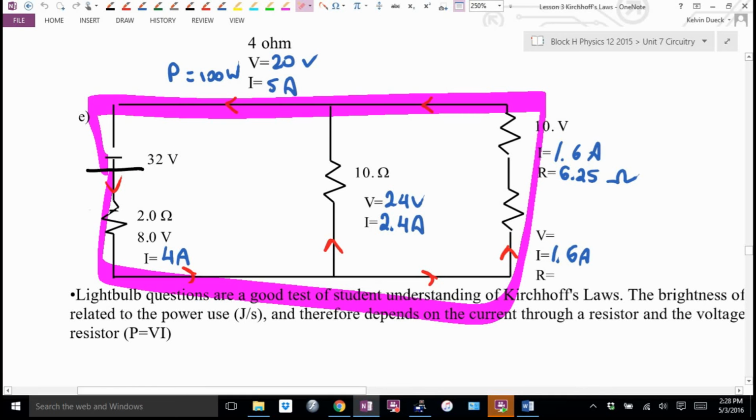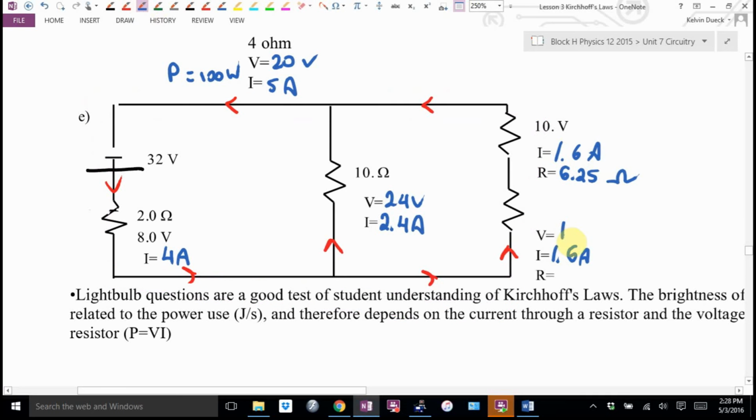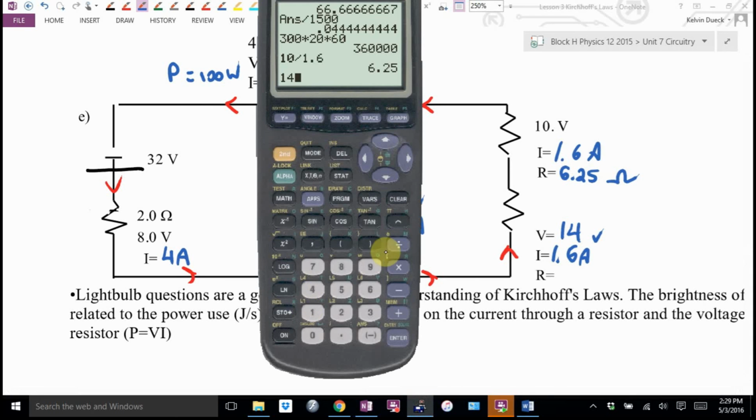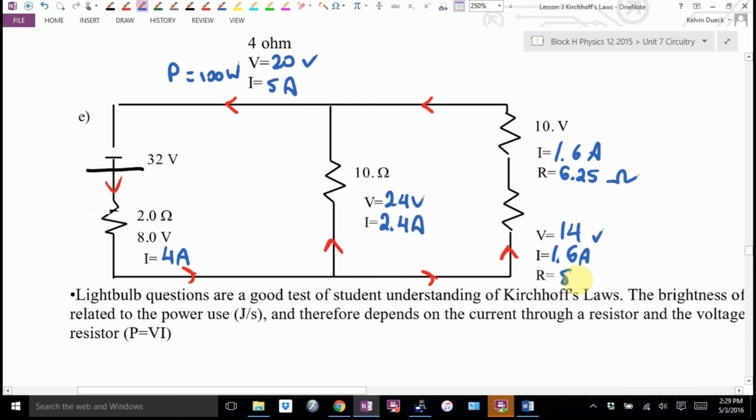I think it's going to be 32 take away 18. Right? Yes? Good. Go. Do it. Head or calc, I don't care, but let's get her done. 14. So you're telling me that this is right? Yeah. Do we now know 3 things? Or 4 things. I haven't bothered finding the power, but it's going to be V times I. Resistance is going to be 14 divided by 1.6. 8.75 ohms.